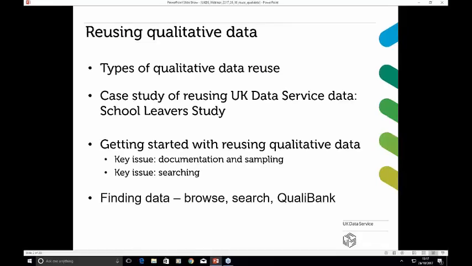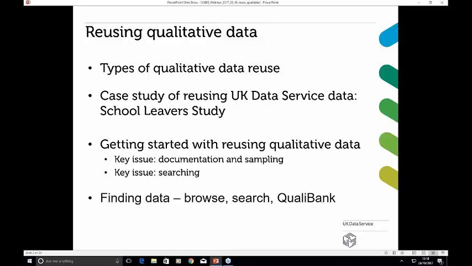Thank you very much, Jen. I'm, again, Maureen Haker, and I'm going to talk through very similar things as Jen, but for qualitative data. First I'll go through a couple of different types of qualitative reuse projects, then I'll walk you through a case study of one of those types of reuse, and then I'll do a quick overview on how to get started and some of the key issues you might consider. And finally, I'll show you a few ways of finding qualitative data as well.